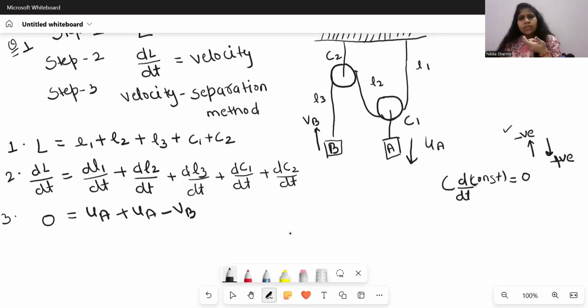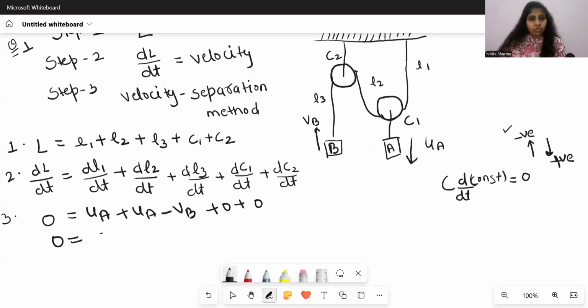C1, C2 have curved length that is around the pulley. That means they will not be changing. So dC1 by dt and dC2 by dt will be 0. Why? Because C1, C2 will always be constant. They will not be changing whether the block A is moving or B is moving. So the differentiation of a constant will be 0. Now we will simply solve this.